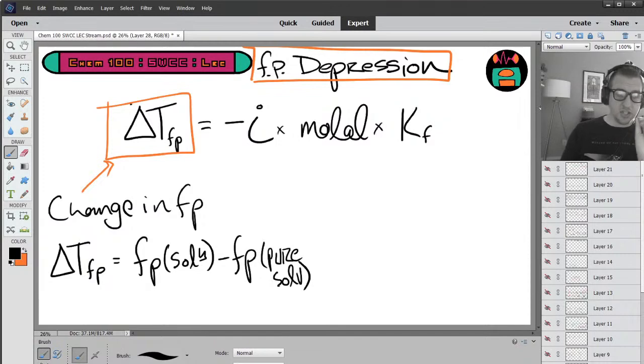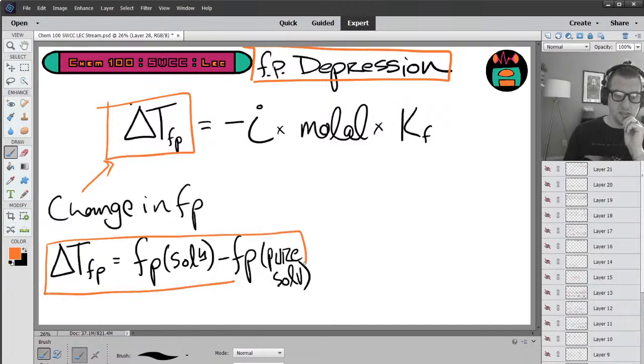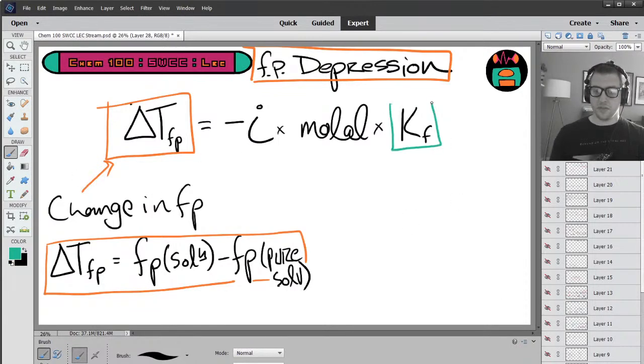All right, so that is the change in freezing points. Also can be written like this. You'll see we'll need both of them in just a minute. KF, we'll go for the low-hanging fruit. KF, this right here, is the freezing point constant.